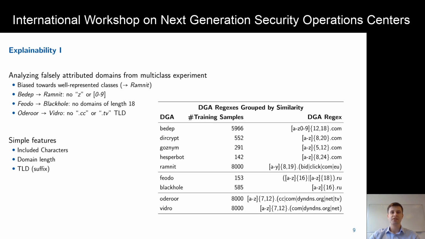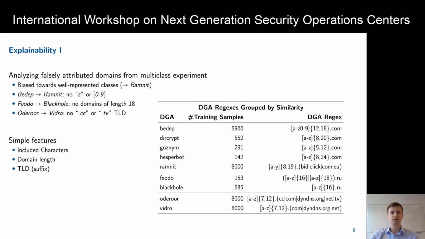But what are actually the features a deep learning classifier extracts and uses for classification? To answer this question, we strive to explain the predictions of the deep learning approaches by investigating the falsely attributed samples from the MultiClass experiment. To highlight some of the self-learned features, we extract simple regular expressions for each DGA. The table shows an excerpt of these expressions grouped by similarity, including the number of training samples per DGA. For instance, Remnit generates strings of length 8 to 19 using only characters from A to Y and then appends the dot and one of the 4 possible top-level domains.